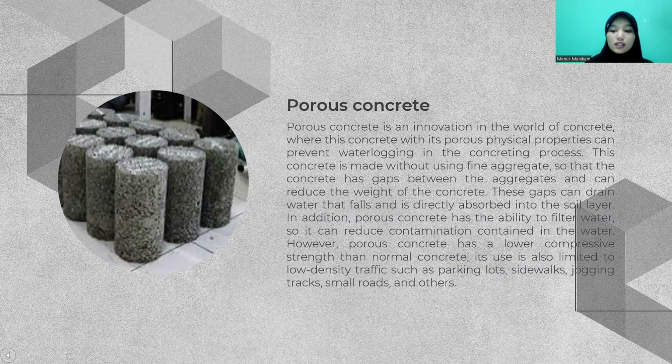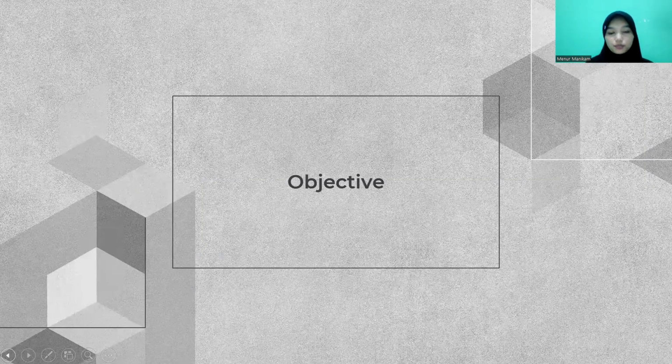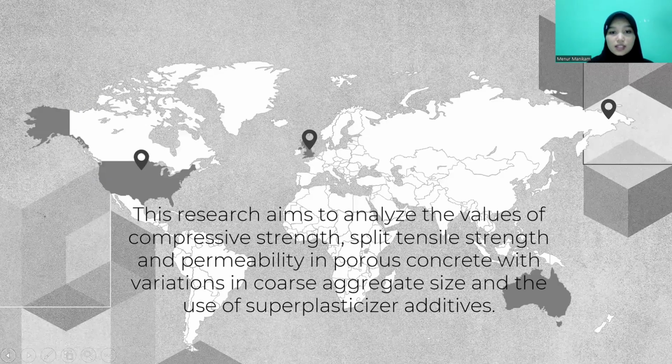And next, the objective. This research aims to analyze the compressive strength, splitting tensile strength, and permeability values of porous concrete with variation in coarse aggregate size and the use of superplasticizer additives.